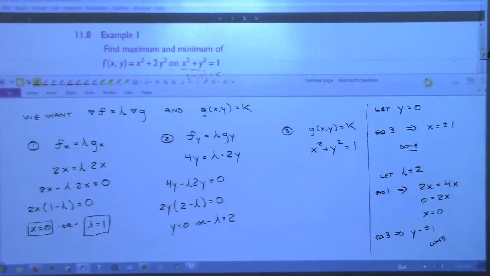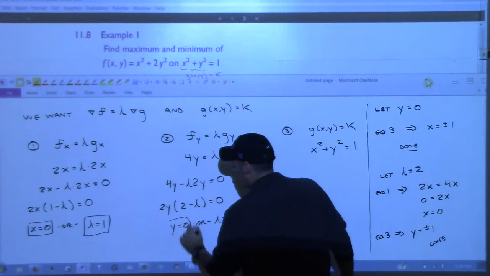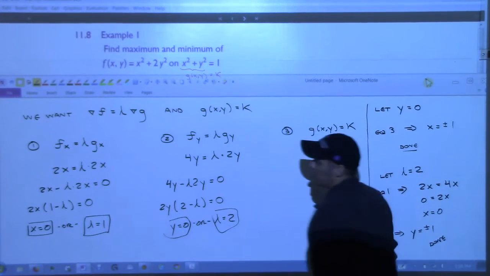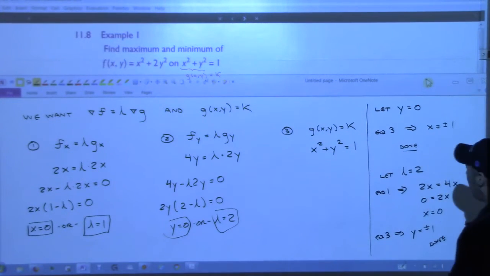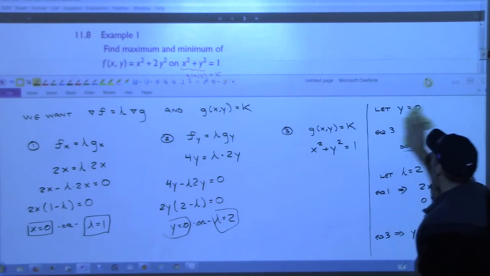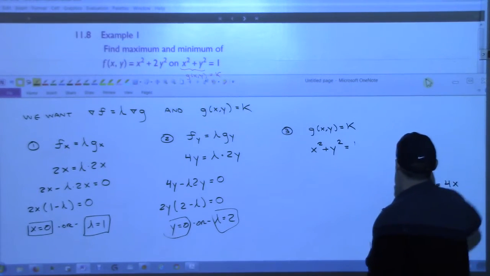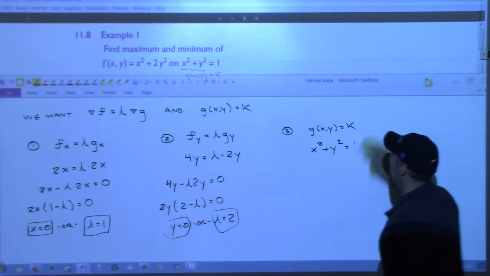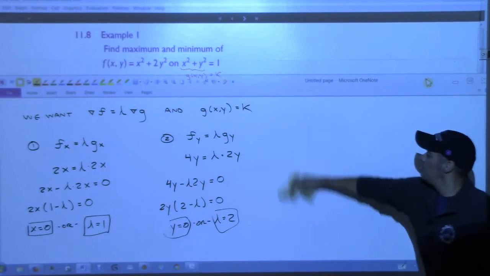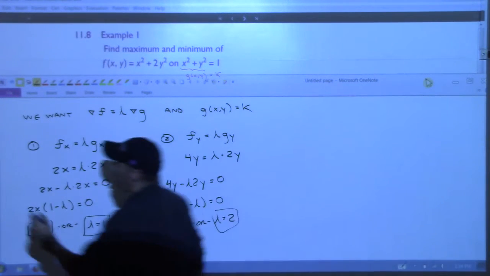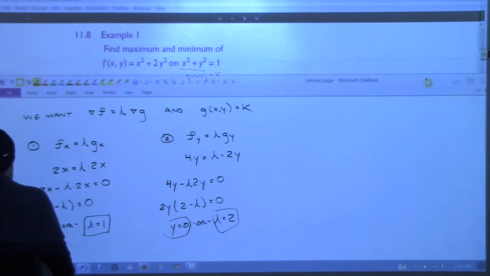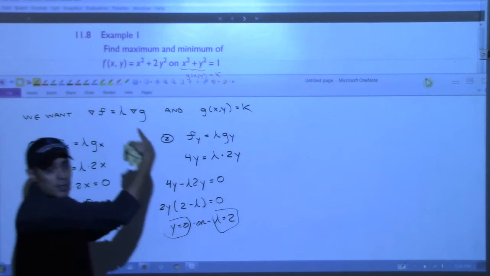Okay, so we've gone through everything. That's it. We've done this, we've done this. And so those are the points. So I want to find the max and min values, right? Right now, I don't know what the max and min values are. So what I need to do is take these x and y coordinates and plug them into the original function.